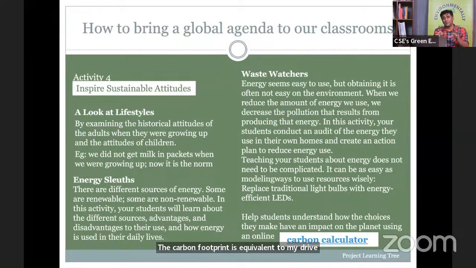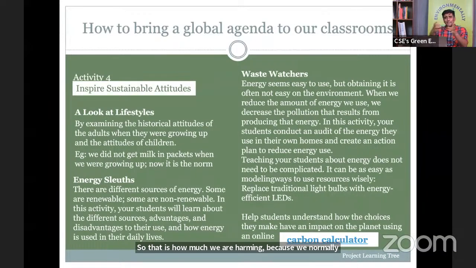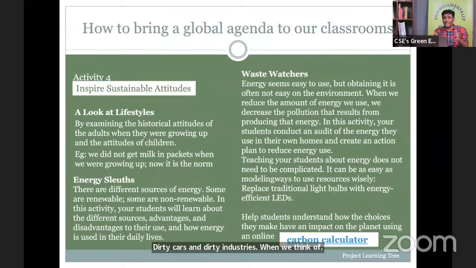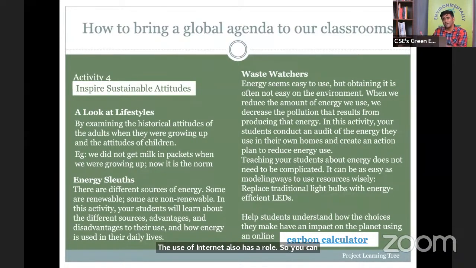So that is how much we are harming, because normally we only think of dirty cars and dirty industries when we think of climate change. We don't think of anything else. That waste also has a role. Plastics also have a role. The use of internet also has a role. So you can basically bring about that conversation in your classroom through this.